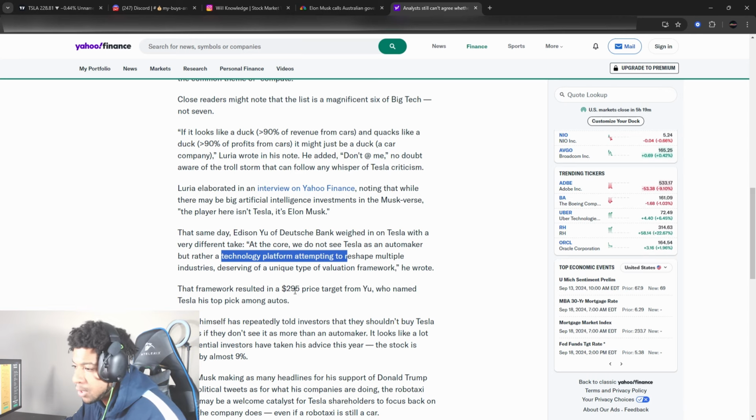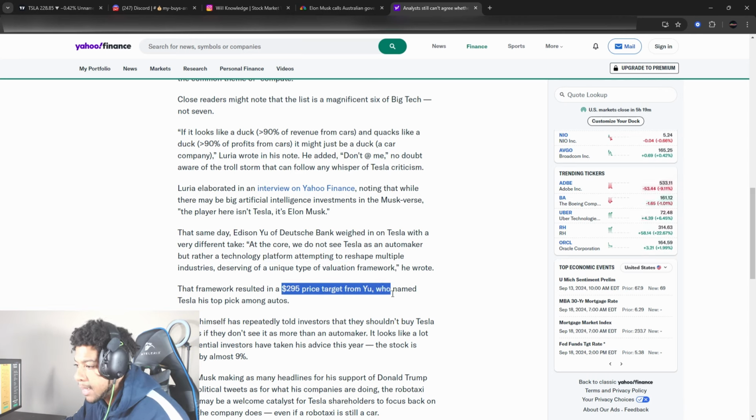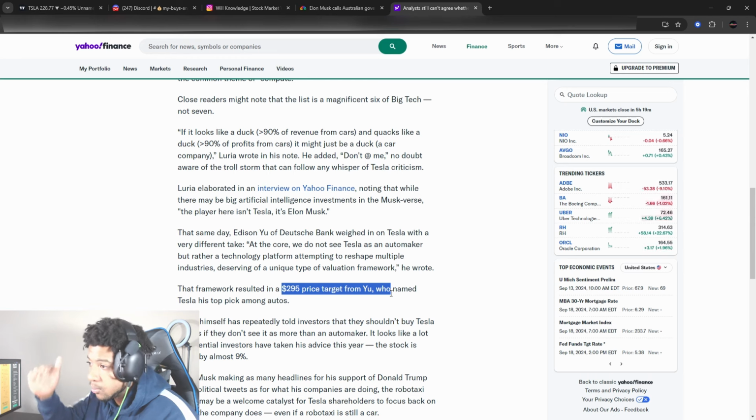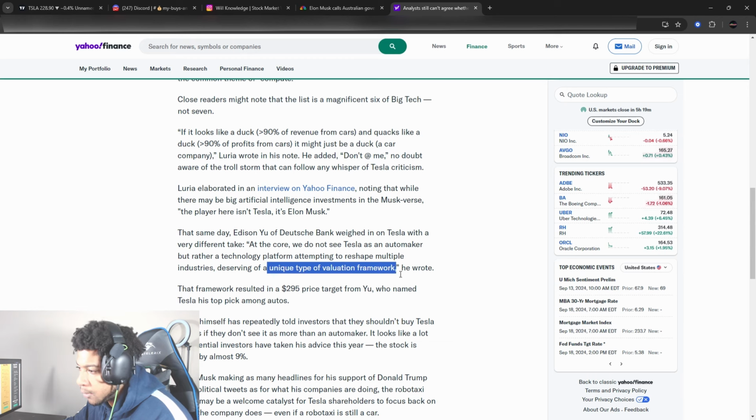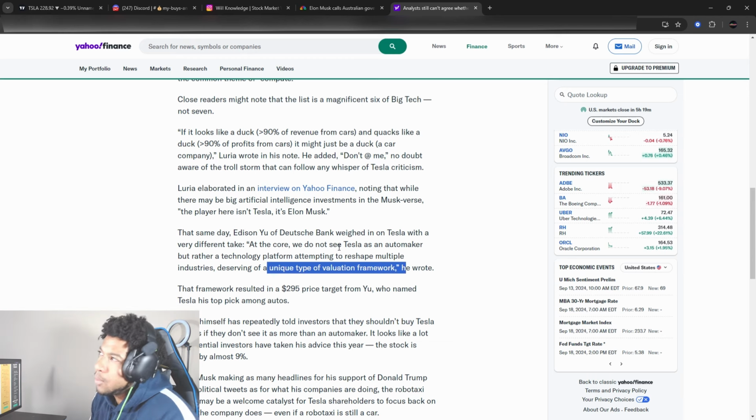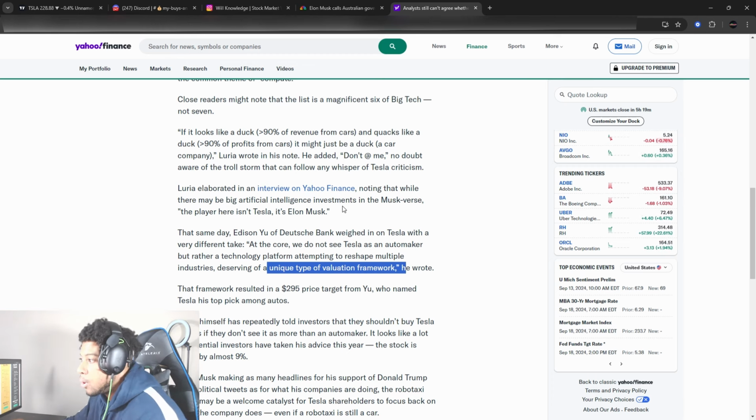And some people gave it like a 295 target, which I don't think is bad, but we got to get out of the range that we're in right now, right? So this is kind of true. It is more than just an automaker company. That's how I look at it. The valuation pretty much has to show that it's more than an automaker. So I don't really look at it as an automaker company. I look at it as more than that, okay?